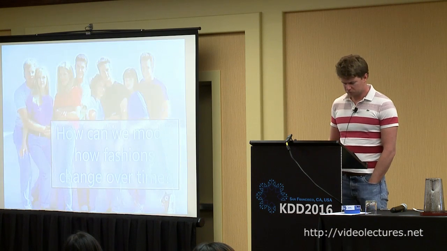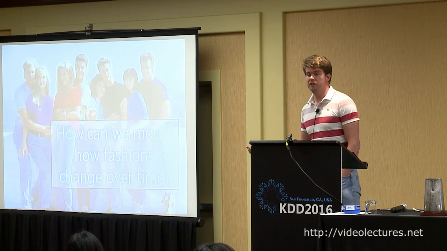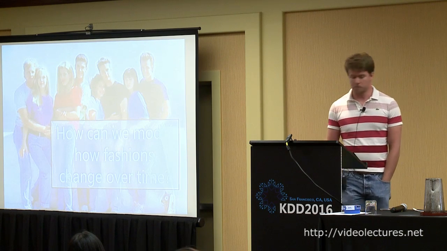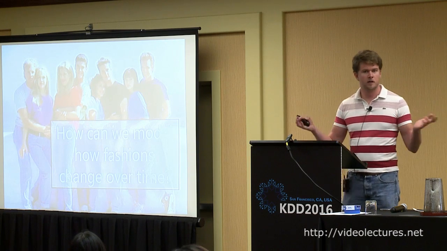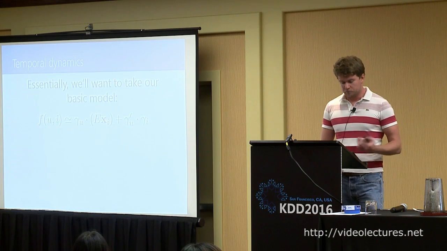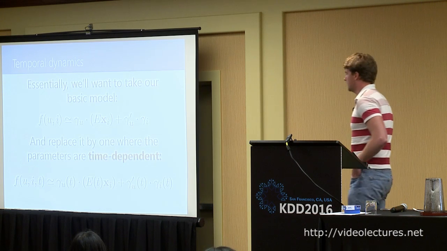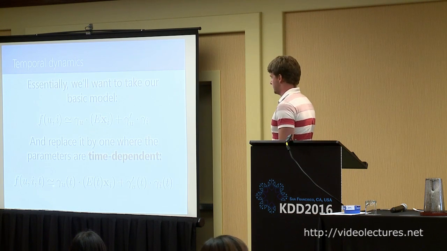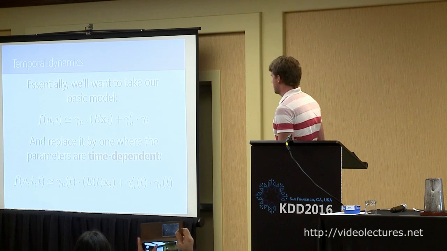Okay, so I'll talk about some results from that model in a minute, but first of all I want to say, how can we extend this kind of thing to be temporally aware? Because fashions obviously change over time. Even this Amazon data set, you have purchases going back 10 to 15 years, right? So essentially what you want to do is to take this basic model we've developed and replace it by one where parameters are time dependent. So we're now indexing the probability of a purchase or a click, not just by the user and the item, but by the time they might click on something.